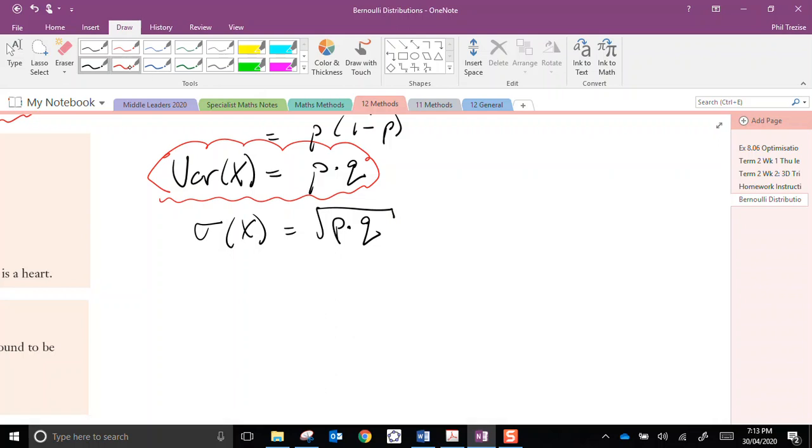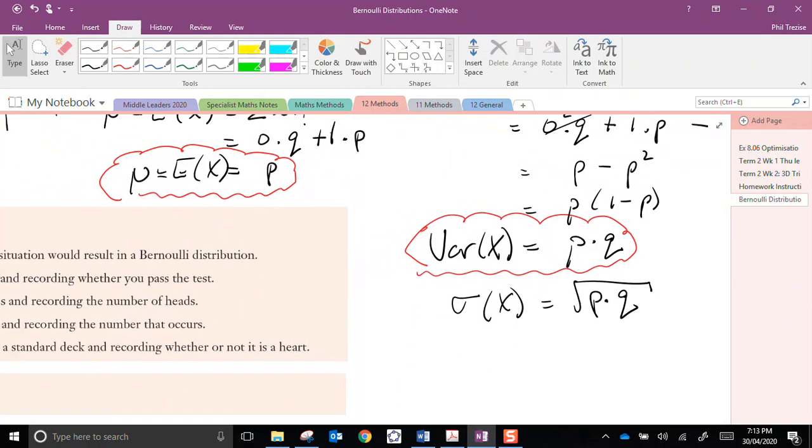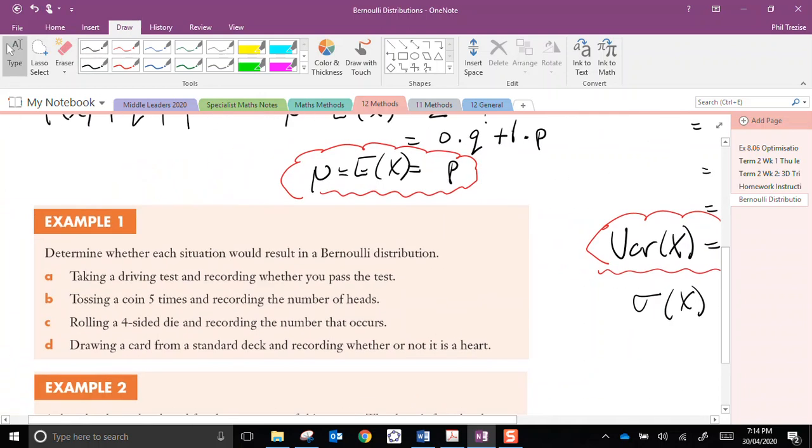So those ones there in red are the most important rules: that the expected value equals p, the probability of success, and the variance equals p times q, which is the probability of success multiplied by the probability of the failing outcome. Now, let's have a couple of examples here.